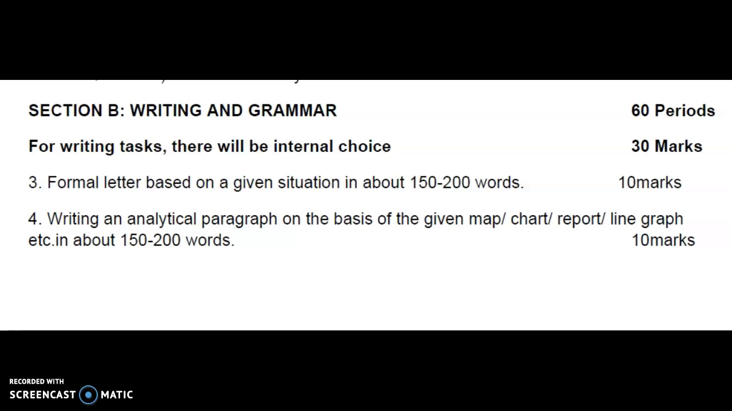Section B comprises of 2 parts, writing and grammar. First we look at writing. For writing there are the question 3 and question 4, and there will be internal choice in the question. It could be a formal letter, it could be an informal letter, it could be a paragraph writing.